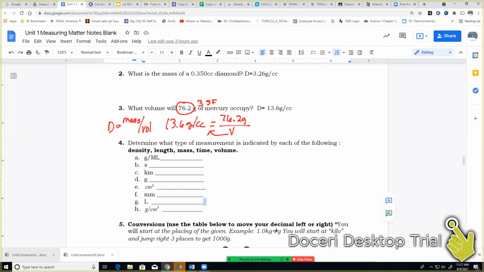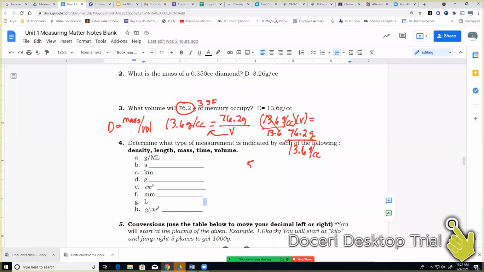So I'm going to bring my V up. So I would have 13.6 grams per cc times V is going to be equal to 76.2 grams. So at this point, what am I going to do? Divide by my 13.6, right? Cancels out over here. And on this side, I get 76.2 divided by 13.6 grams per cc. So that's what I put in my calculator.